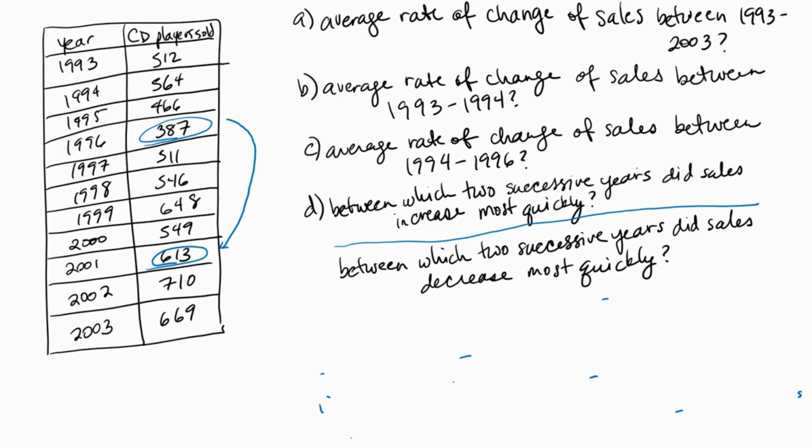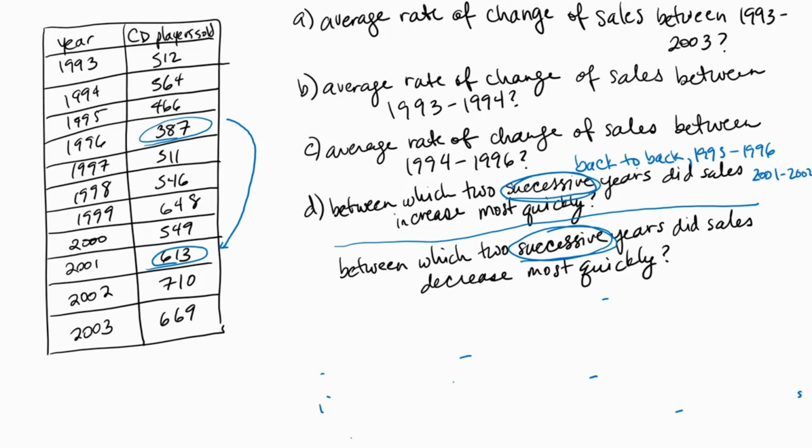Between which two successive years did sales increase the most? Successive means back to back. An example of that would be 1995 to 1996 or 2001 to 2002. So it needs to be back to back in order to be successive. And that's the same thing for that second problem. There's also successive. So the first part asks us to find when sales increased most quickly. So what we're looking for is for the gap between any two years to be the biggest.